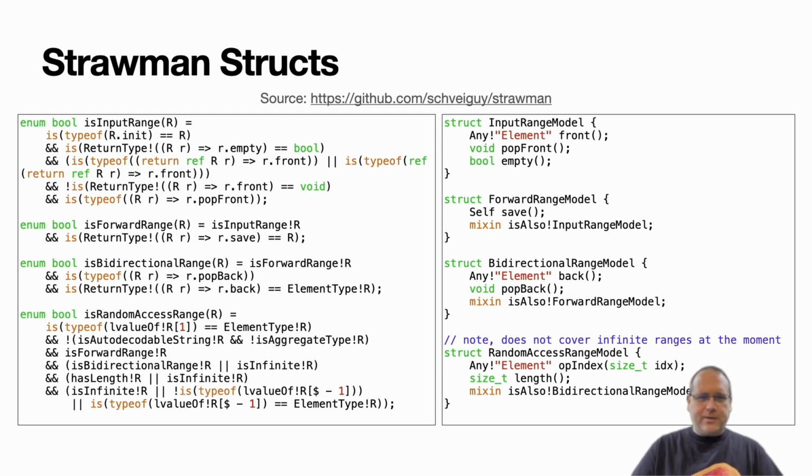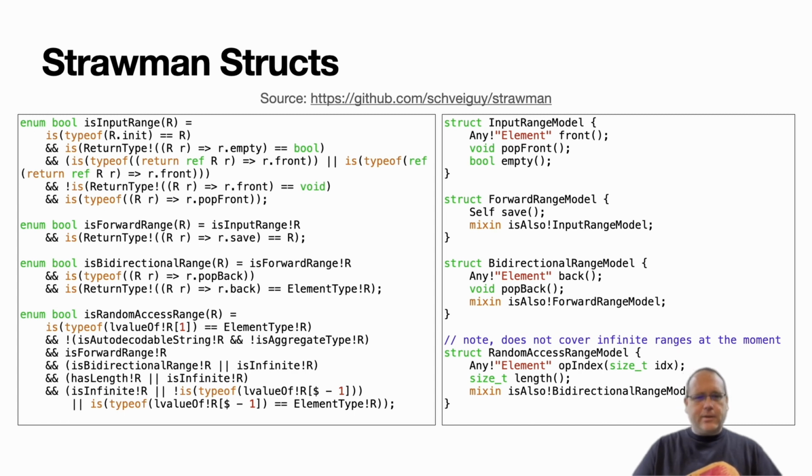So forward range model, you see use of the self type, and you also see the use of the isAlso inheritance system, which says, okay, it's also like the input range model, but I'm going to add the save piece to it. And bidirectional model, you can see where I reuse the element tag. So basically I'm saying I'm going to add a function called back. It has to implement that function, and the type that comes from that back must match the type that I specified in the front. So that's actually checked, and you can see that same thing on the bidirectional range from Phobos.